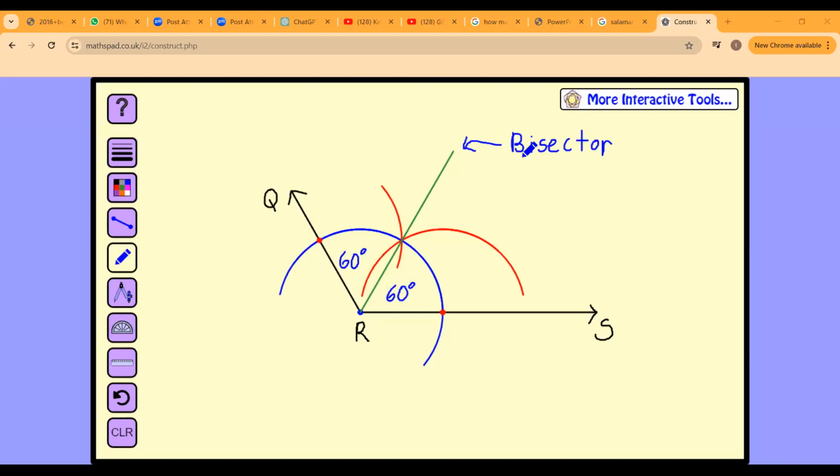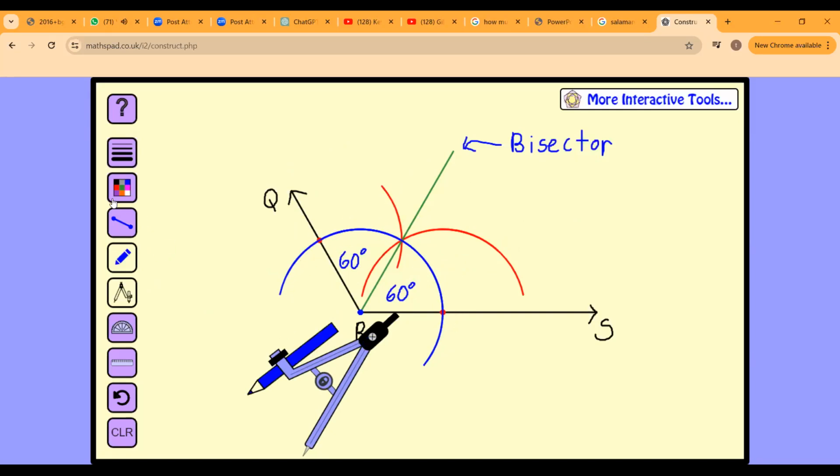Okay. So let me explain it again. The first thing we do is, by the way, take a picture of this and send it to me via WhatsApp. So the first thing that we're going to do is draw an arc. This arc right here cuts both of the rays. That's the first arc that we draw.